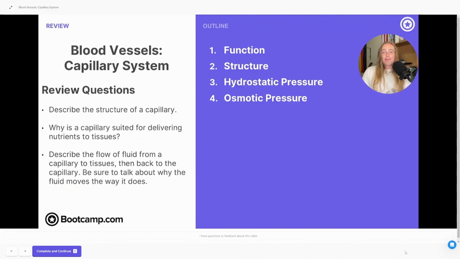Now that we've finished with our mini quiz, let's go ahead and do a few review questions to see what you learned. First, describe the structure of a capillary. Second, why is a capillary suited for delivering nutrients to tissues? And lastly, describe the flow of fluid from a capillary to tissues, then back to the capillary. And be sure to talk about why the fluid moves the way it does. If you can answer these questions, you're well on your way to success.